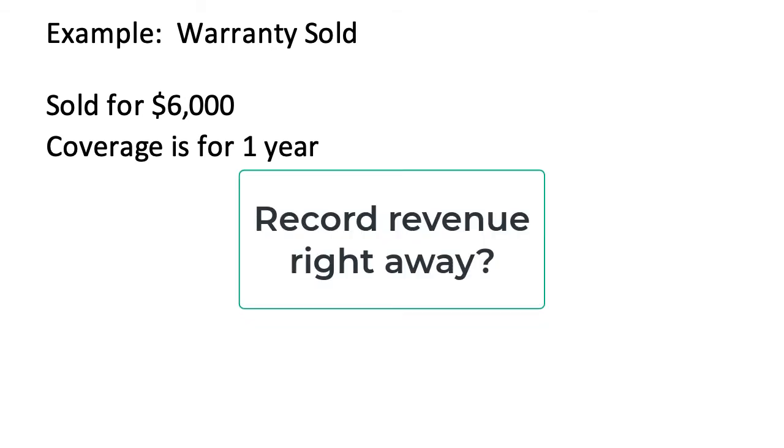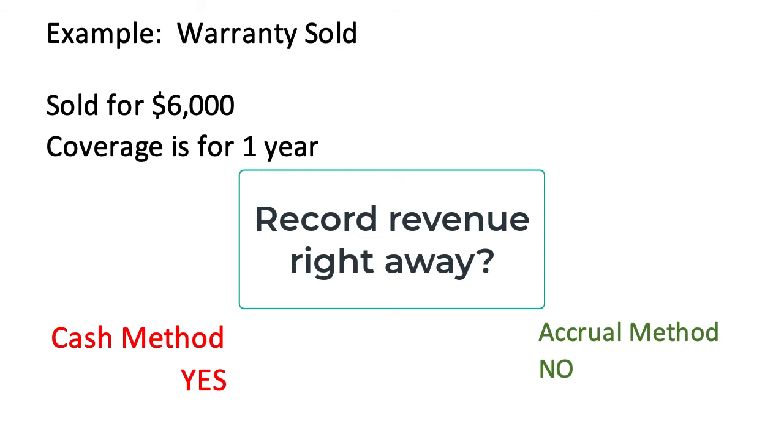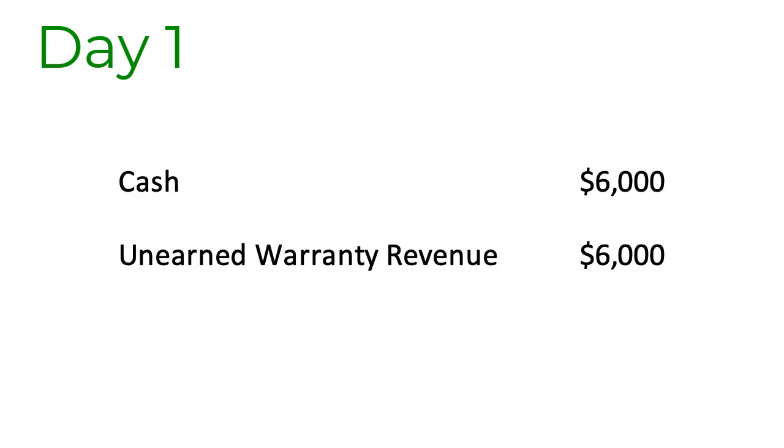Here's another example of accrual accounting. Suppose you sold a warranty to your customer that will last 12 months, and you sold it for $6,000. Under the cash method, you might record revenue of $6,000 and cash increasing by $6,000. But you have not fully earned this revenue. You will earn this over the 12-month period of the warranty. So on day 1, according to the accrual accounting method, the entry would look like this.